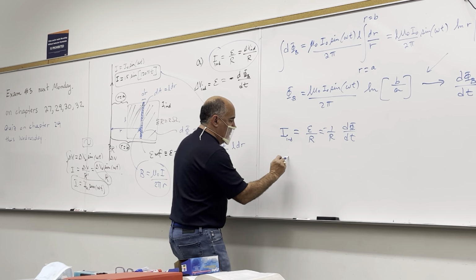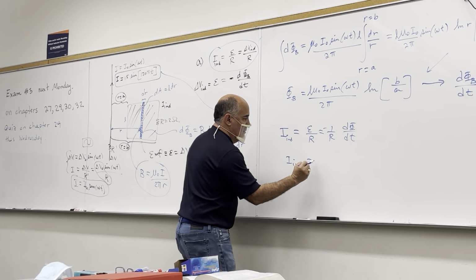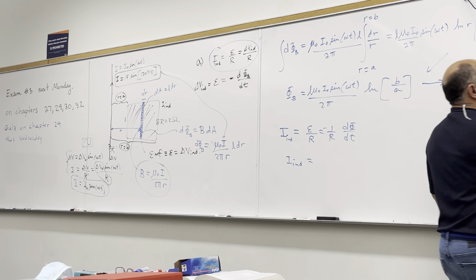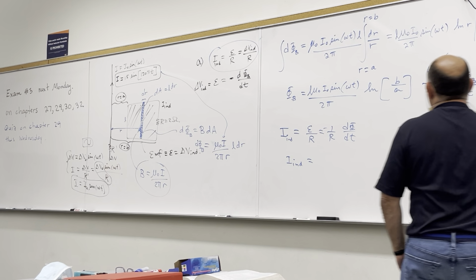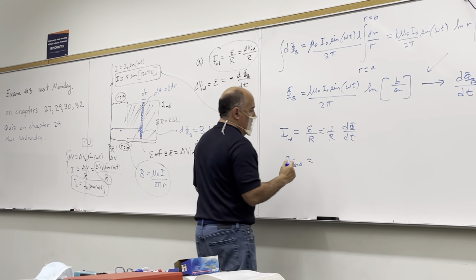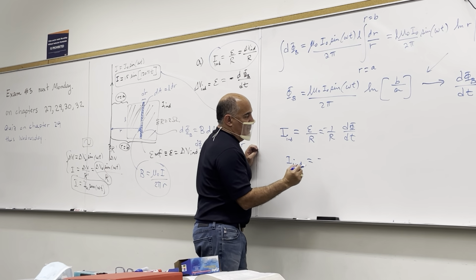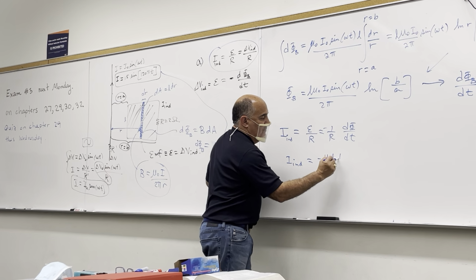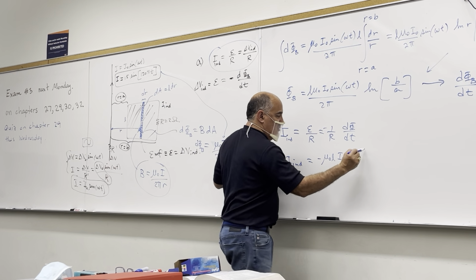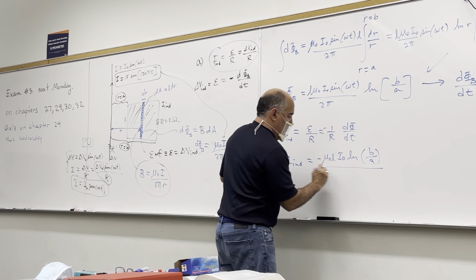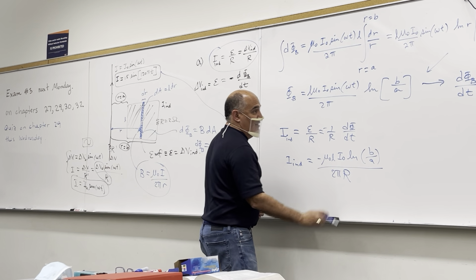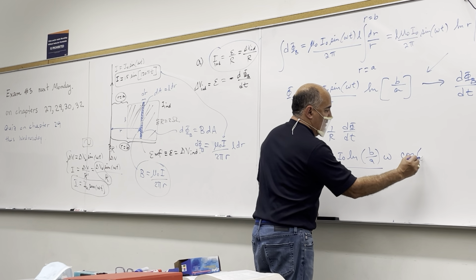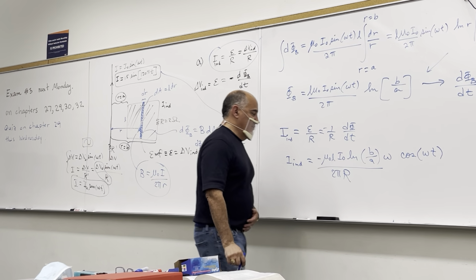So the induced current will be that quantity divided by the resistance. So it'll be all of that, because this is the EMF, or at least the magnitude of it, divided by R. So if you want to, again, you can put the minus sign, and then you have mu naught L I naught natural log of B over A over 2 pi R, big R, that's the resistance, not a radius. And then you have an omega, and then you have a cosine of omega t.